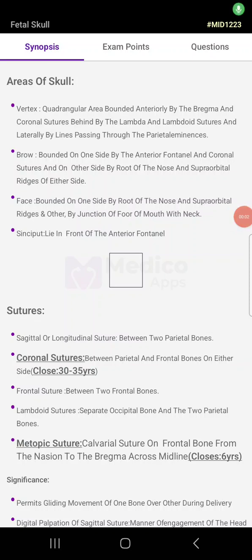Fetal skull, areas of skull. Vertex: quadrangular area bounded anteriorly by the bregma and the coronal sutures, behind by the lambda and the lambdoid sutures, and laterally by lines passing through the parietal eminences.